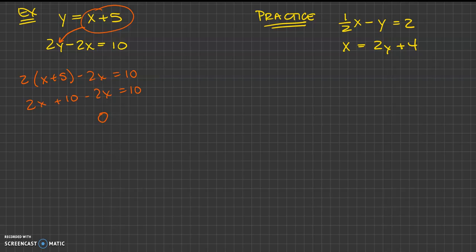2x minus 2x, well that's 0. Subtract 10 from both sides, and that's 0. Now look, this is a true math statement. 0 does in fact equal 0. What does this mean though? It means there are infinite solutions. Let's give you one example.